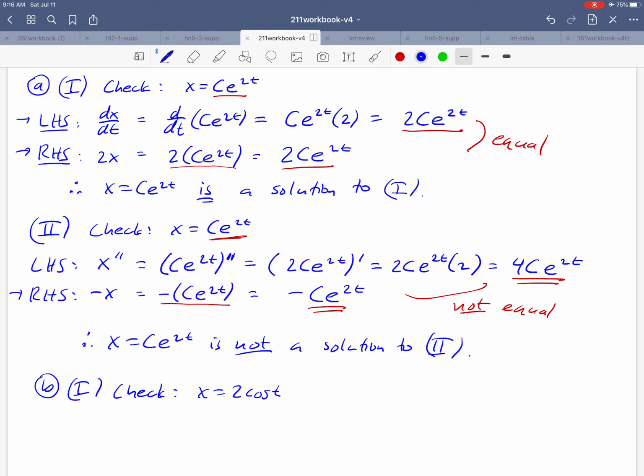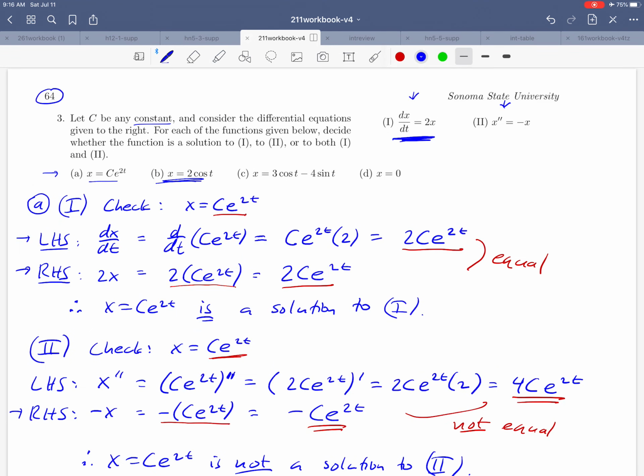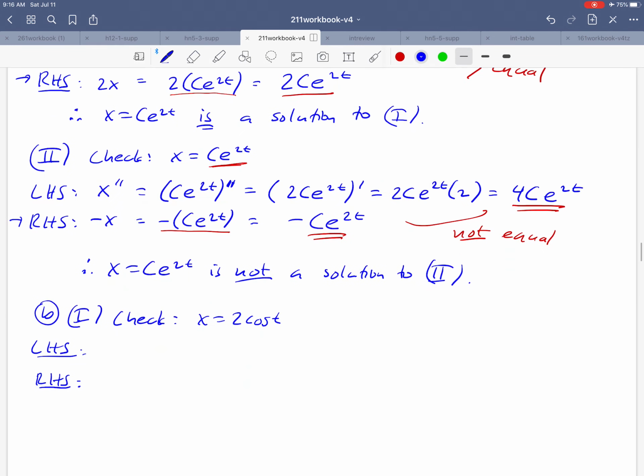And let's see, just to remind ourselves what the left and the right-hand side of differential equation 1 are. Okay, again, we're going up and noticing that we're looking at that differential equation. So the left-hand side is dx/dt, and the right-hand side is 2x. Okay, so if we substitute the value of x that we're checking, put 2 cosine of t in for the x up there and also down here.